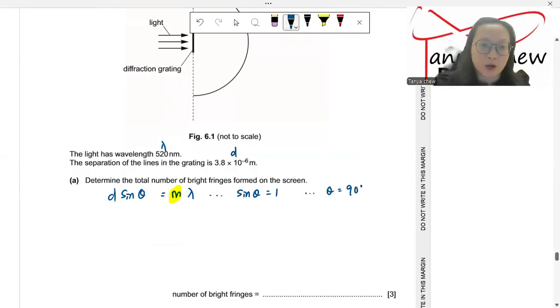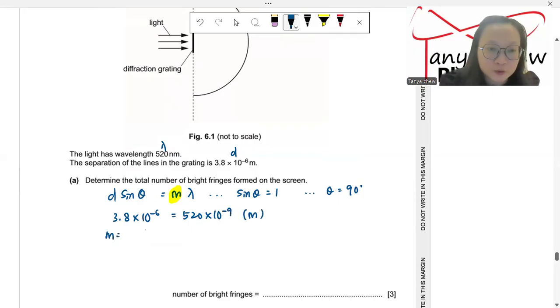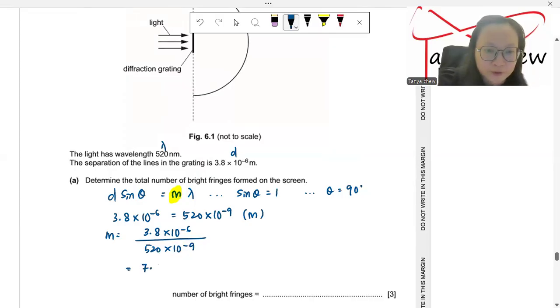Sine 90 is equal to 1. d, 3.8 times 10 to the power negative 6, is equal to 520 nano, which is 10 to the power negative 9, times m. Therefore, m is equal to 3.8 times 10 to the power negative 6 divided by 520 times 10 to the power negative 9. The m that I got was 7.31.